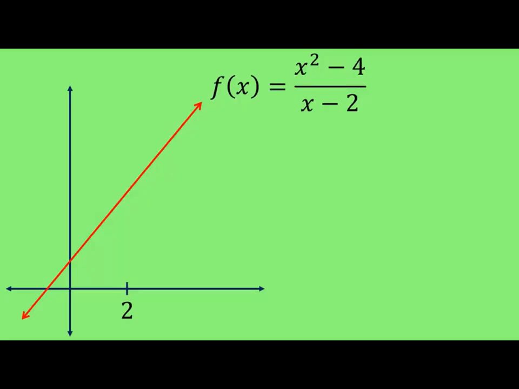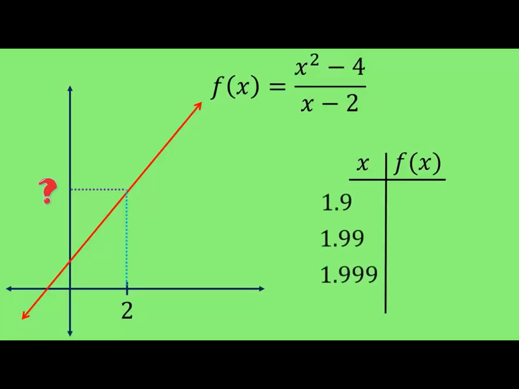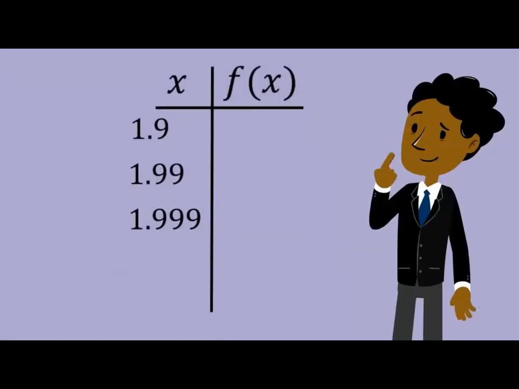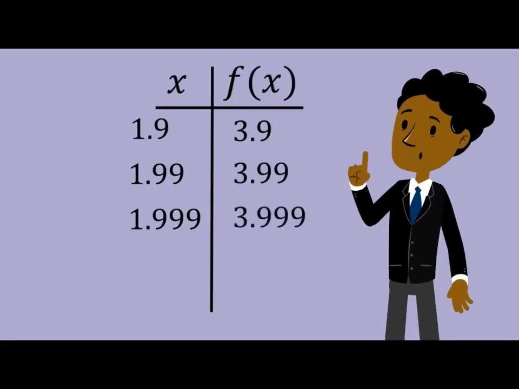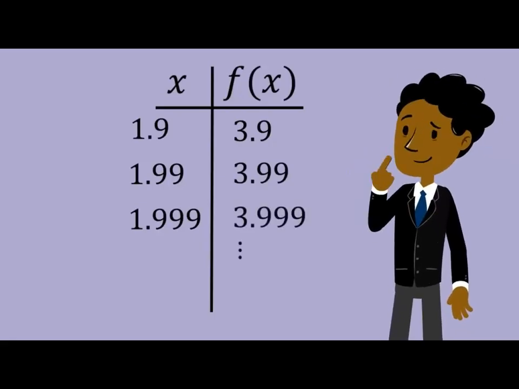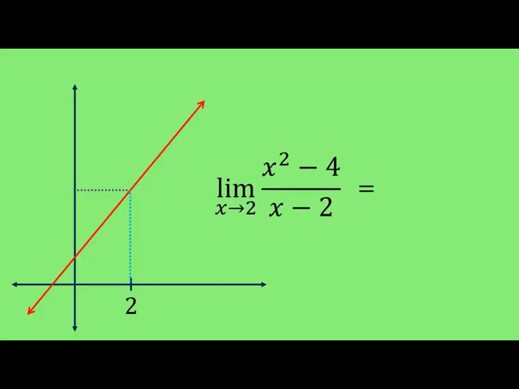Like before, we are interested in what value the function approaches as we use x values close to 2. Let's go ahead and choose some inputs like 1.9, 1.99, and 1.999. When we use these, we get values of 3.9, 3.99, and 3.999. From these, it appears that the function is approaching 4. So again, we say that the limit of the function as x approaches 2 is 4.